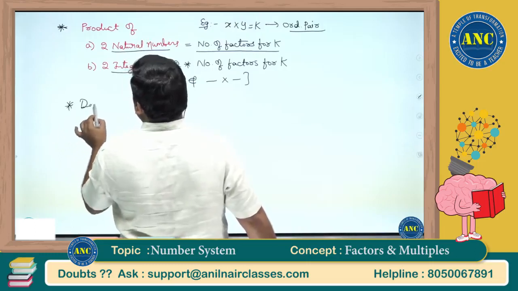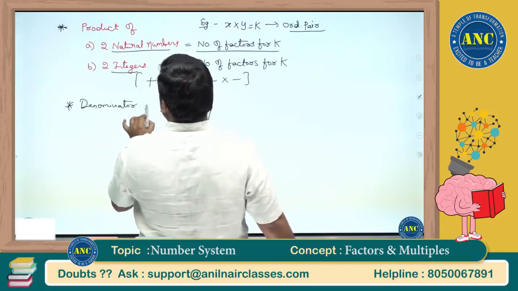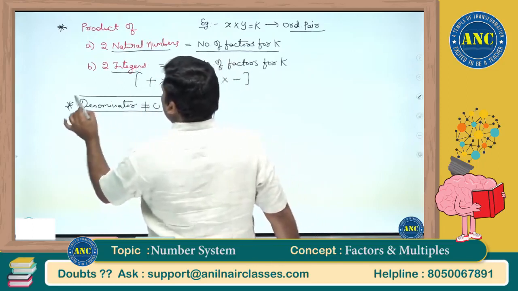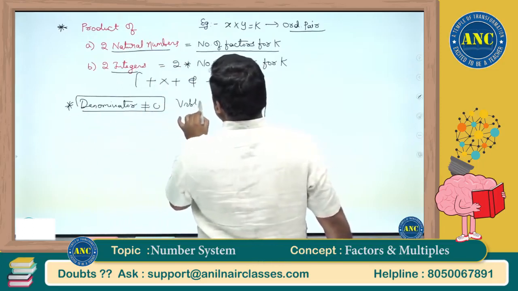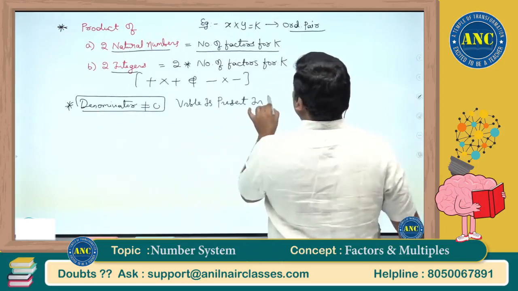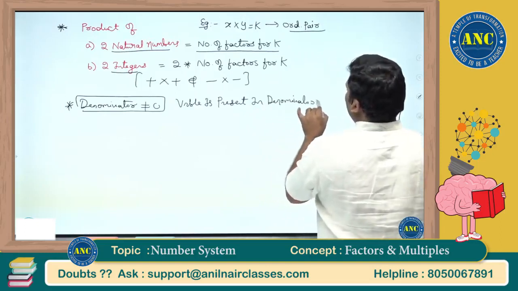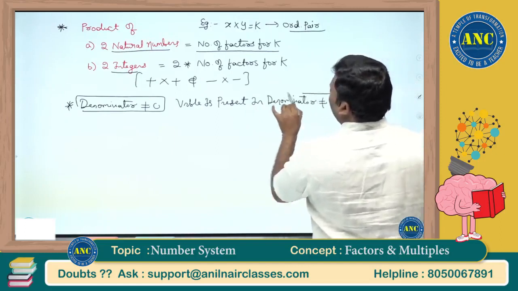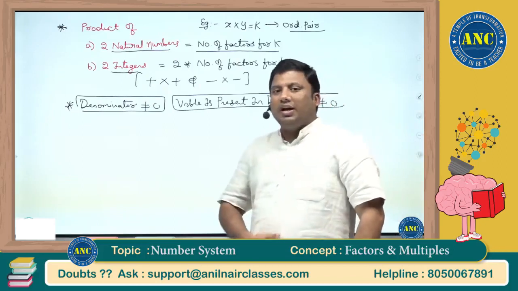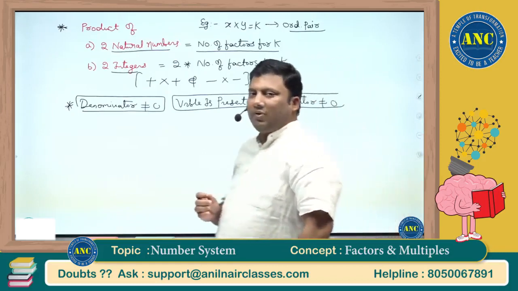Next one, denominator. Denominator can never be equivalent to 0. That means if a variable is present in the denominator, it should never become 0. This is the second important key point. Based upon these key points, let us solve the questions one by one.